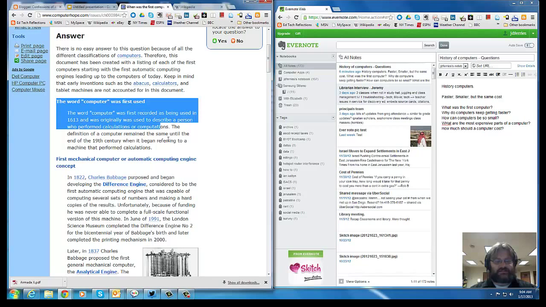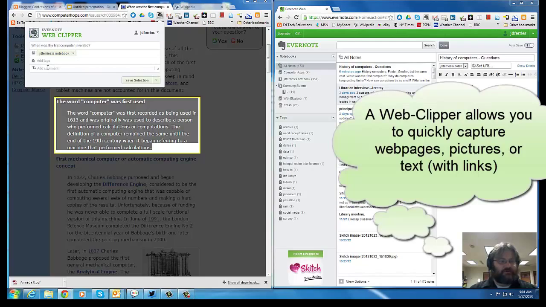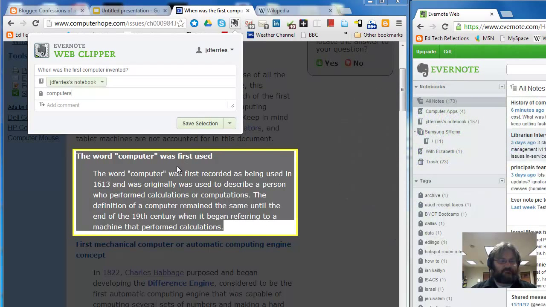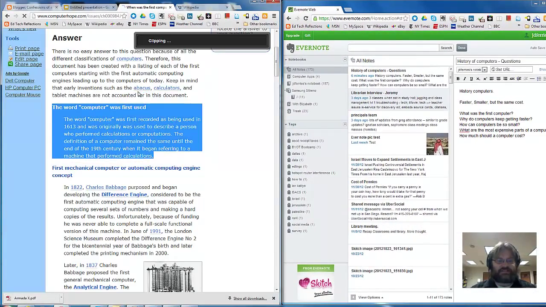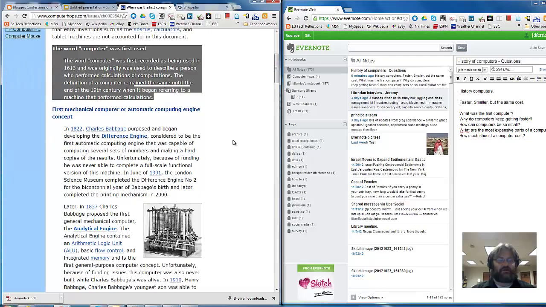So let's take this and go up to Web Clipper. We're going to add the tag computer, add a comment, first time the word computer used, and we're going to save that. And that was clipped. Then you have other notes like this, related notes: history of computers, computer science, ISTE keynote. So it's saying, look, you have other clips that match the clip that you were looking at. It's just going to keep this running idea for you.